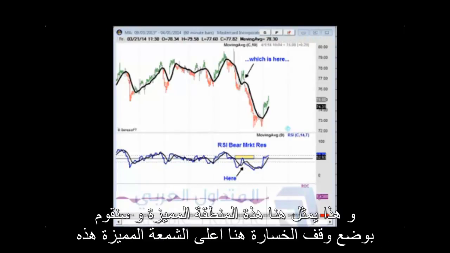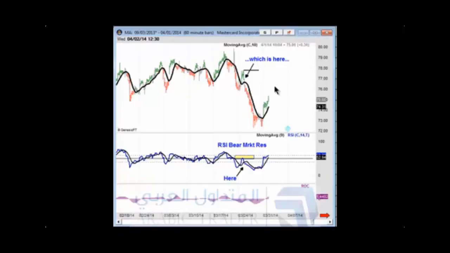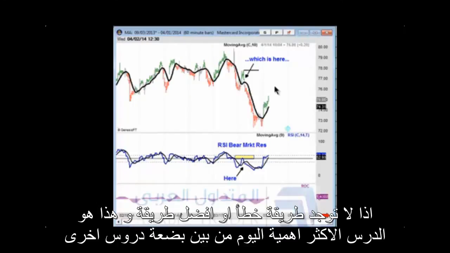Where would your initial protective stop be? At the high of the bar right here. Again, what you're doing is limiting your risk. So there's really not a wrong way or one best way, and that's probably the most important lesson. Actually, a couple of important lessons for today.